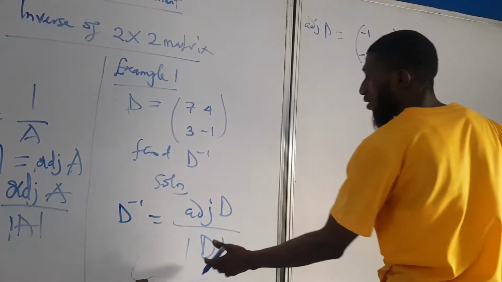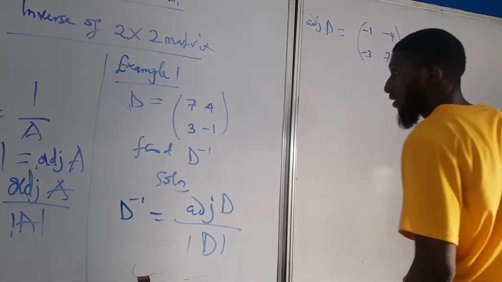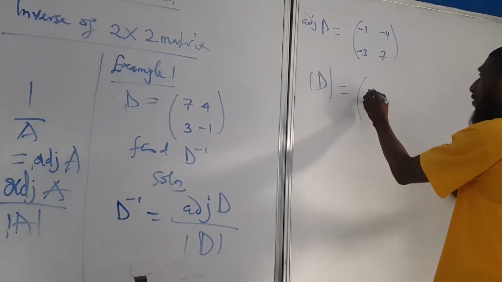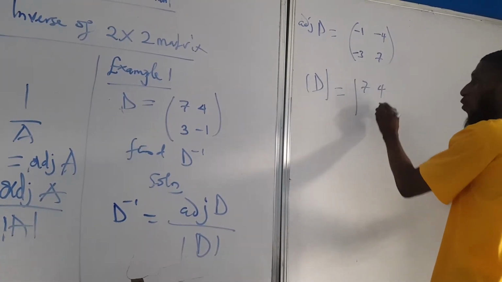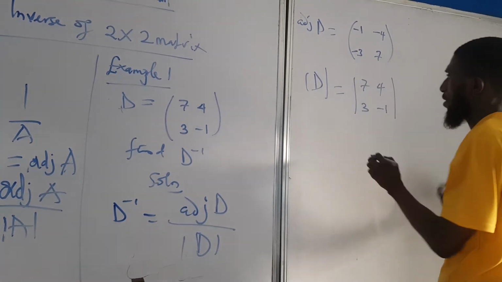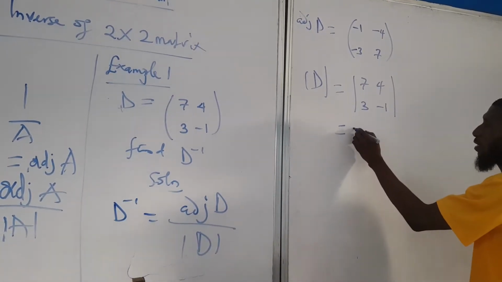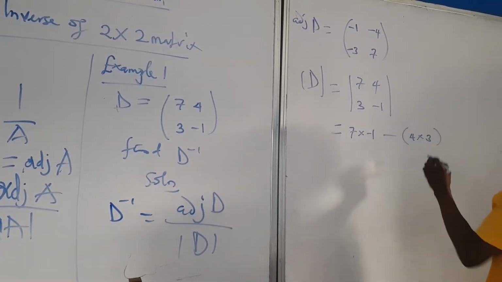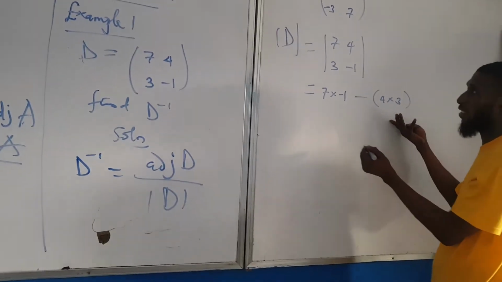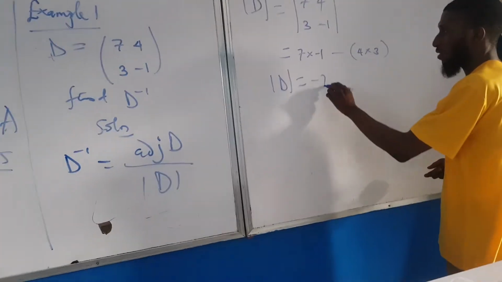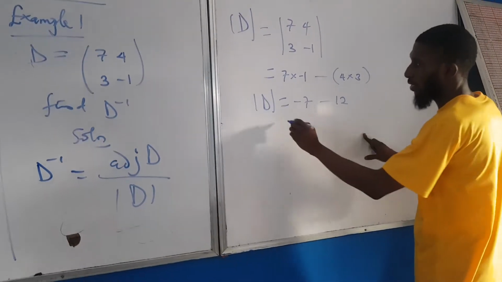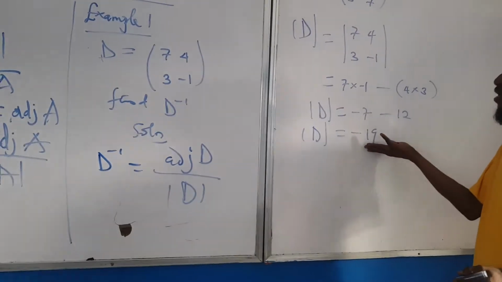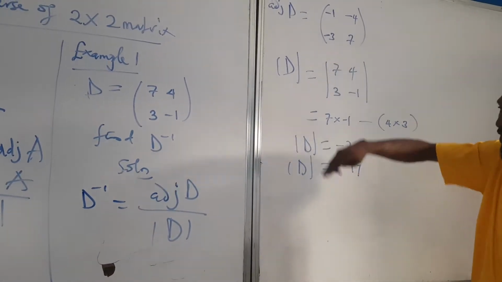Then the next thing is to substitute in this formula. Before you can substitute, you need to find the determinant of D. Then the determinant of D is the same thing as our D. We have it to be 7, 4, 3, minus 1. Then this one times this one will give us 7 times minus 1, minus 4 times 3. Remember from our previous knowledge, we have to find the determinant. Then the determinant of D now equals minus 7 minus 12, which is the determinant of D equals minus 19. Then it is this minus 19 we are going to use to divide this adjoint to get the D inverse.